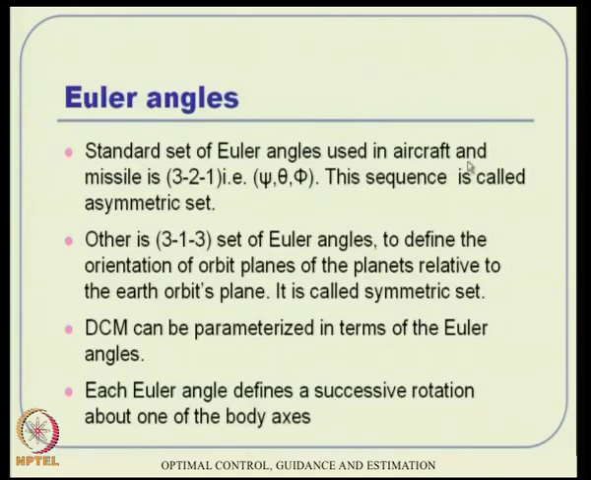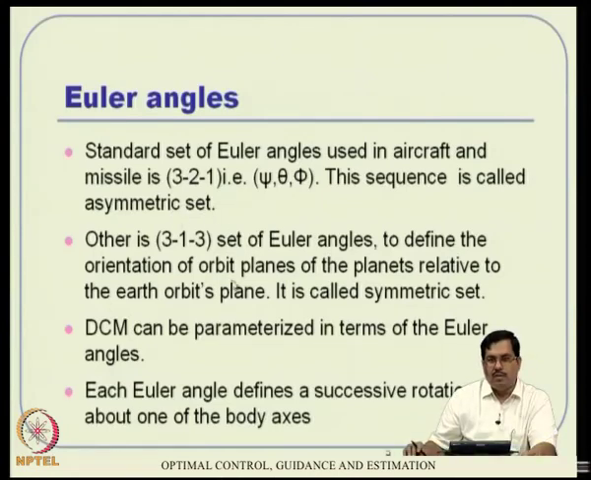Now, Euler angles. We have discussed this already, but to visualize it, the standard set of Euler angles is a psi, theta, phi rotation. But this is also called an asymmetric set. What people use in satellite dynamics is a 3-1-3 set of rotations, which is also called a symmetric set. You do not have to rotate using 3-2-1, you can also go for 3-1-3. Here 3 stands for psi, 2 stands for theta and 1 stands for phi. So, what you are talking about here is psi, phi and again psi. That is typically standard for satellite dynamics.